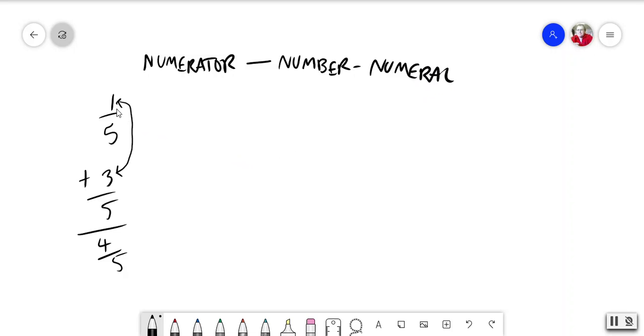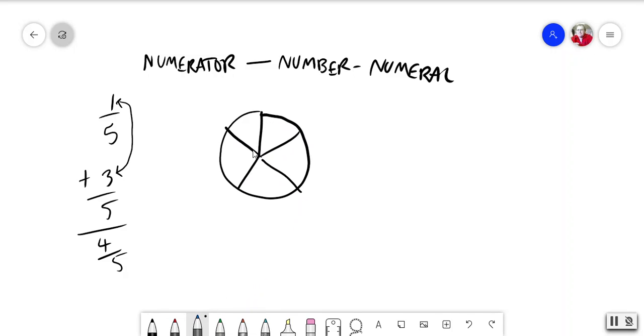You cut a pie into 5 pieces. And one of you has 1 piece. And another one of you has 3 pieces. How many pieces do you have all together? 1, 2, 3, 4. That's what it means. But the size of the pieces does not change, fifths or fifths.